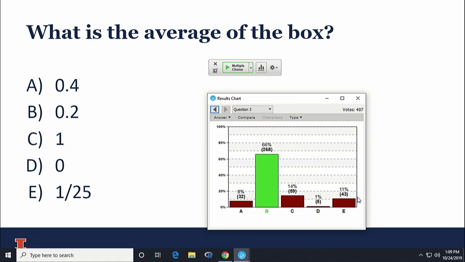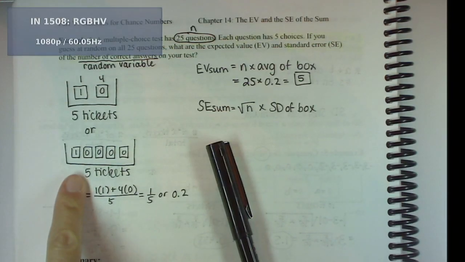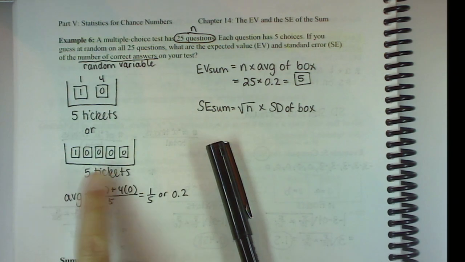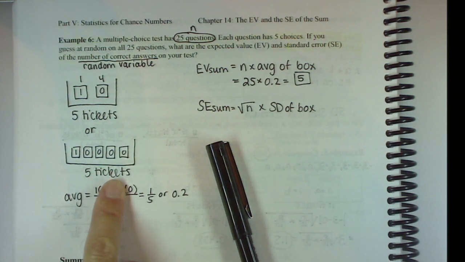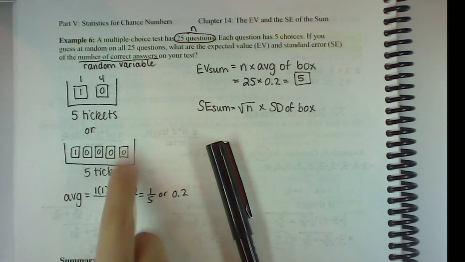So let's look at our box first. Remember, you always want to draw your box for one single draw. So in a multiple choice test, one single question. In roulette, one single spin of the wheel. So we said each question has 5 answers. So there's one right answer, and if you get a wrong answer, you just get 0 points. So I drew my box like this. You could draw it either way.